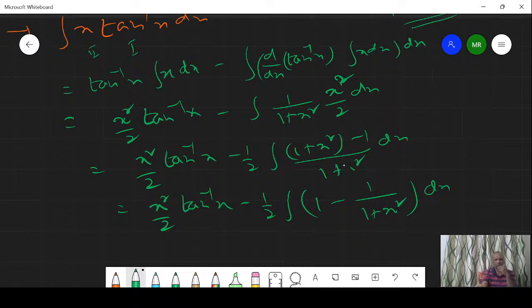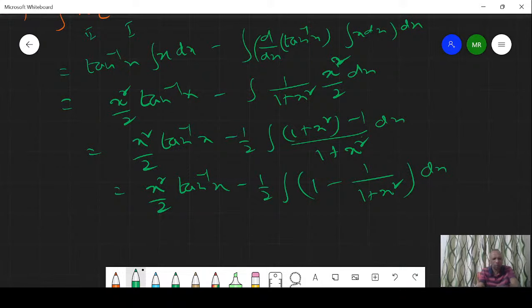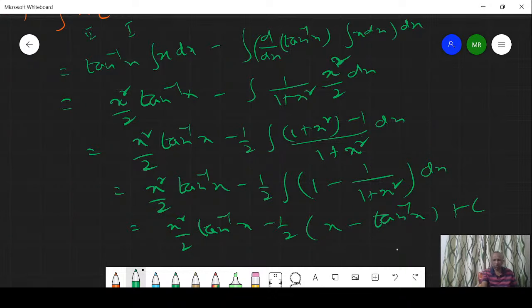You know this is 1 plus x square. You split this by this, it is 1 by this. Now I can complete it within one more step, and the problem will be completed. So this will be x square by 2 tan inverse x minus 1 by 2, the integral of 1 dx is x, and the integral of 1 by 1 plus x square is tan inverse x, plus c. That's all, the problem is completed. Like this you can complete this.